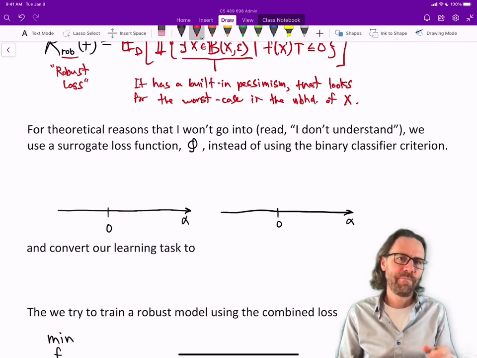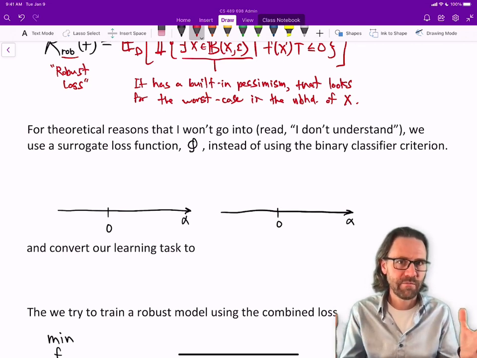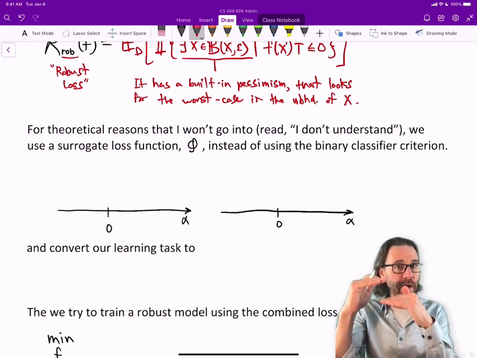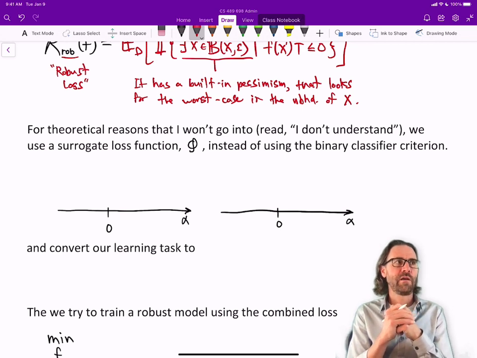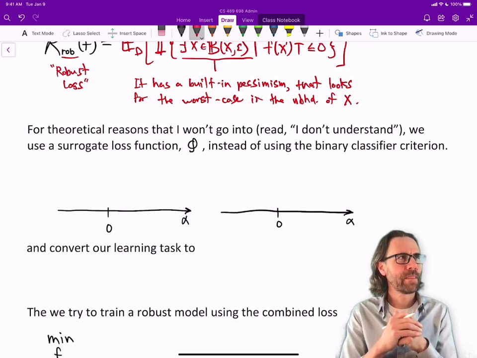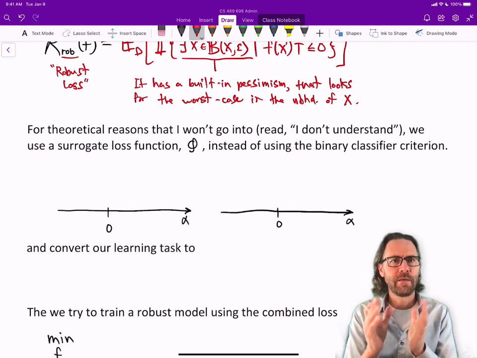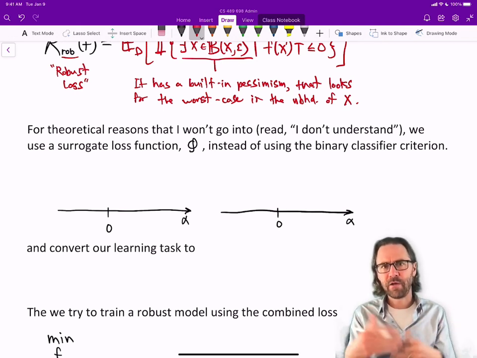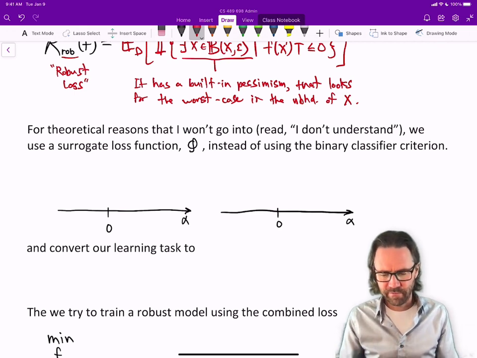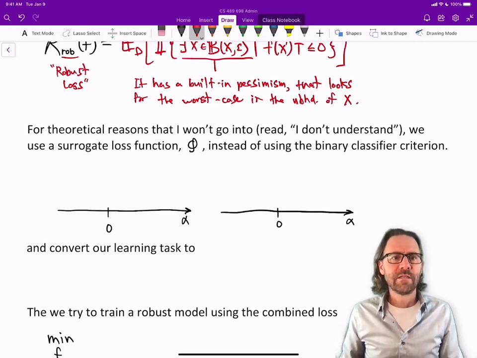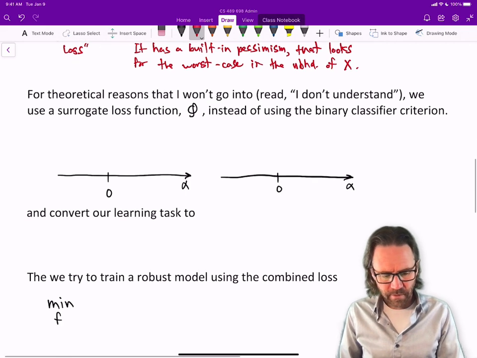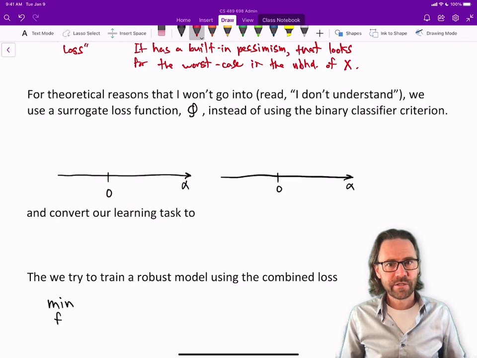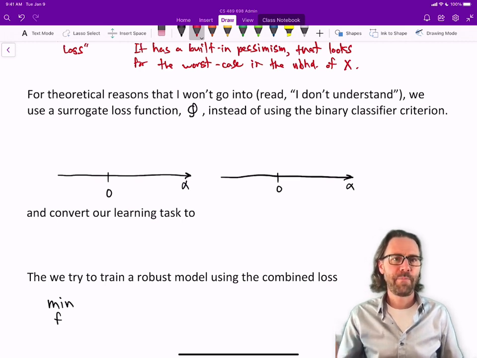The theorems basically use these methods that I just mentioned, these mathy buzzwords, to come up with lower and upper bounds for the robust loss. And it turns out they're tight bounds. And from those bounds, they derive this other formula for the loss. So anyway, we're going to use a surrogate loss function, phi, instead of using our binary classifier.